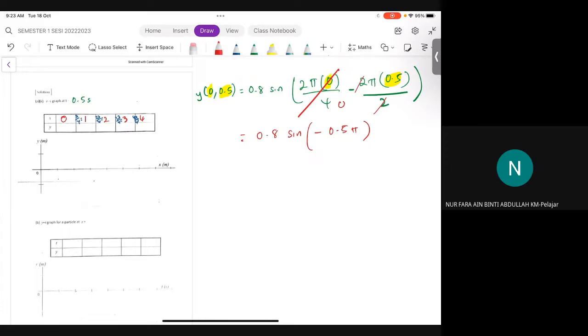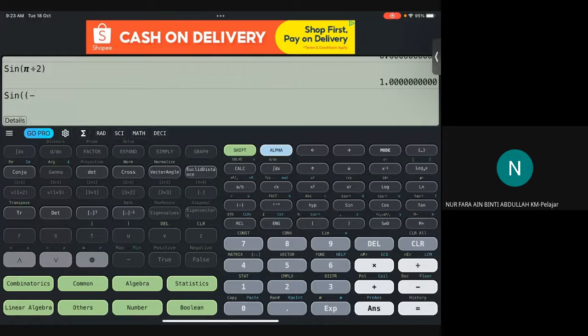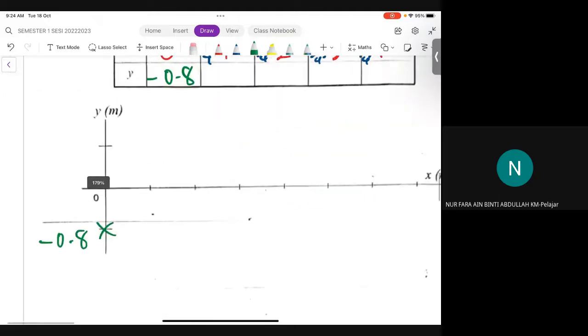Okay, so marilah kita tekan calculator. Sin negative 0.5 pi. Boleh ke? Ada dapat negative 1. So here I will get negative 1. So my graph adalah ini. So saya letak kat sini negative 0.8. So meaning when x is 0, your starting point adalah dekat negative 0.8. So this is your starting point.